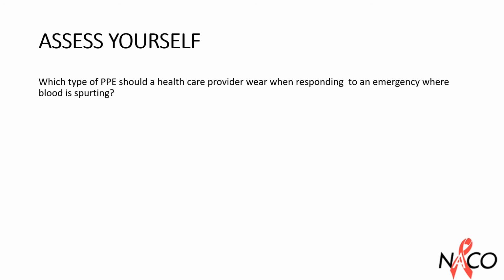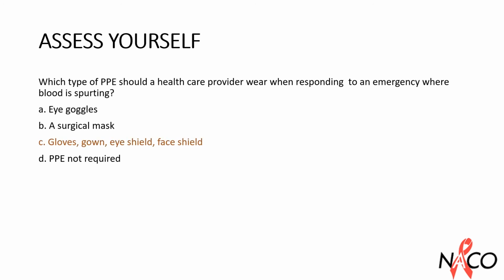Question number 2. Which type of personal protective equipment should a healthcare provider wear when responding to an emergency where blood is spurting? Option A. Eye goggles. Option B. A surgical mask. Option C. Gloves, gown, eye shield and face shield. Option D. No personal protective equipment is required. The correct answer is option C. The healthcare provider should wear gloves, gown, eye and face shield to completely protect himself from any blood splash.